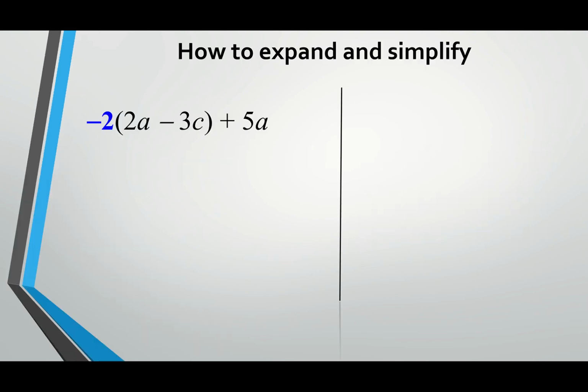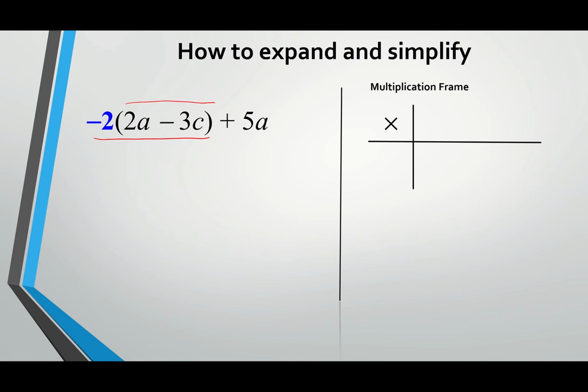So how do we expand and then simplify this expression? Let's look. There's negative 2 multiplied by 2a minus 3c over here. So let's use the multiplication frame. The one inside the brackets, 2a minus 3c, we are going to put over here. And the one outside the bracket, negative 2, we are going to put over here. Alright, so now let's multiply.